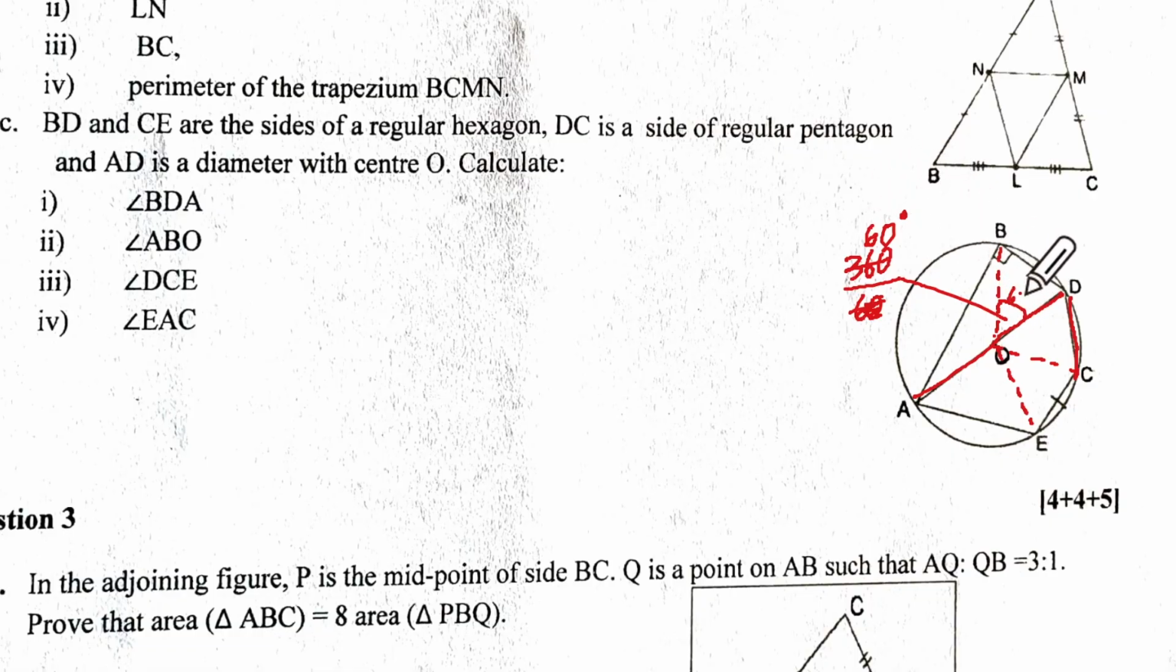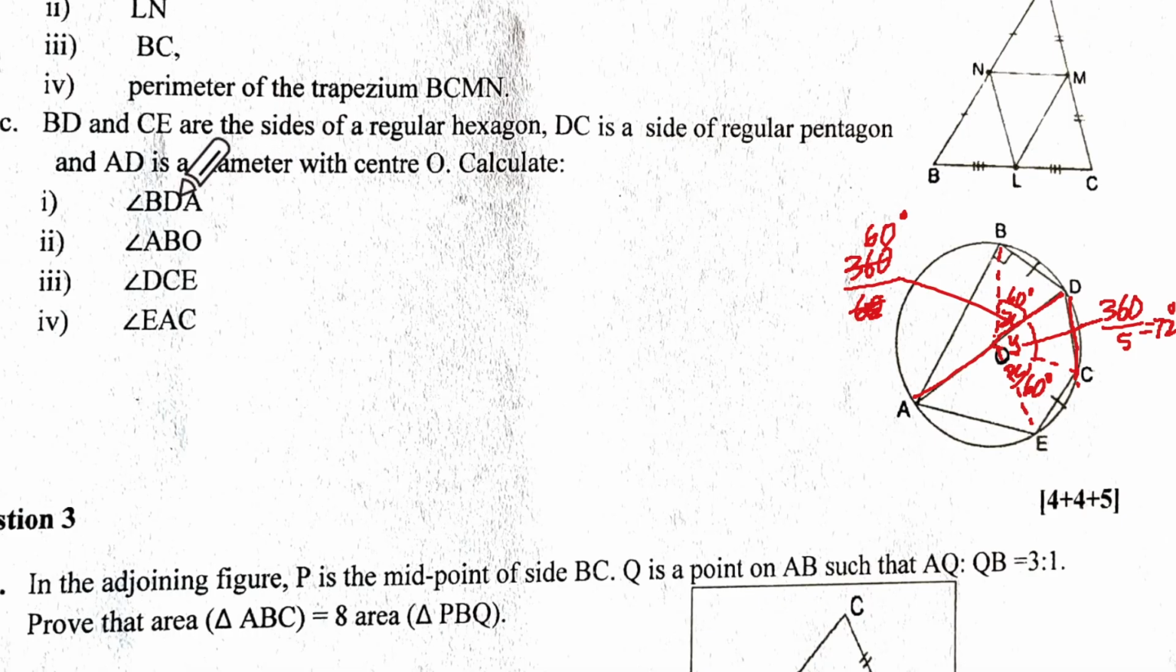So this is 60. So this also is going to be 60. Correct or no? Because this is the side of a regular hexagon. Yes, ma'am. Okay, so this angle, if I call it X, this also will be X, agreed? And they say DC is the side of a regular pentagon. So this angle, we'll call this Y, will be 360 upon 5. How much is that? 72 degrees, correct?